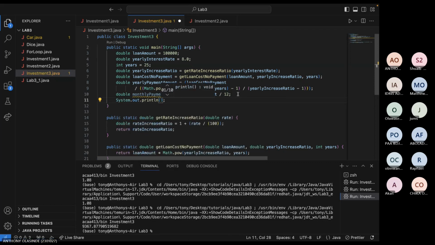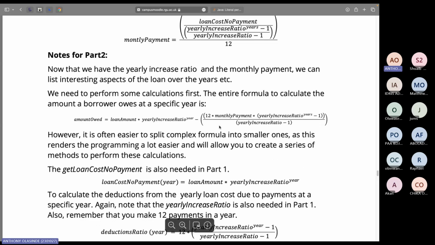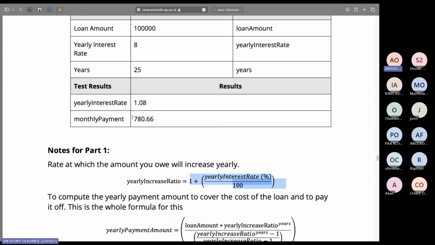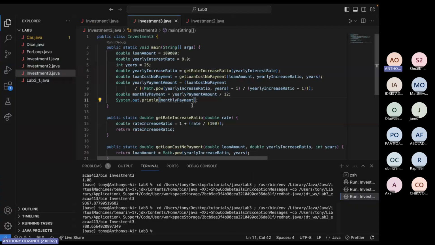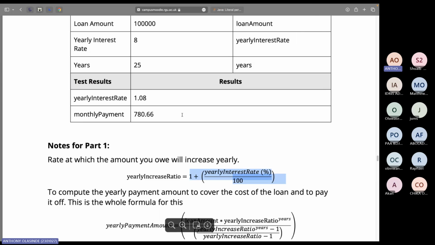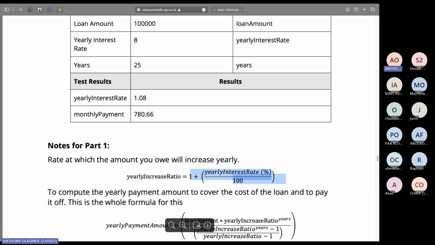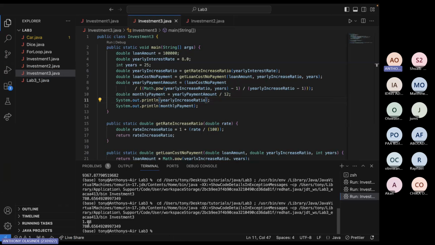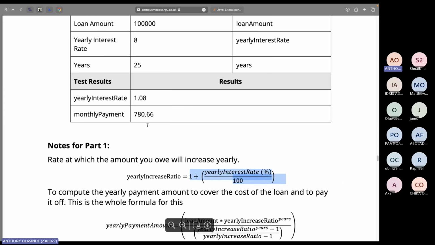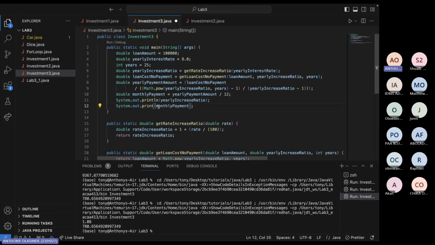Monthly payment 780. Is it 780? Yeah, 780.66. You can see, so it's the same thing. Let's also bring in yearly increase ratio, so we know we are done with everything there. Yearly increase ratio 1.08, monthly payment 780.65. If you want to format it, you can easily do that.